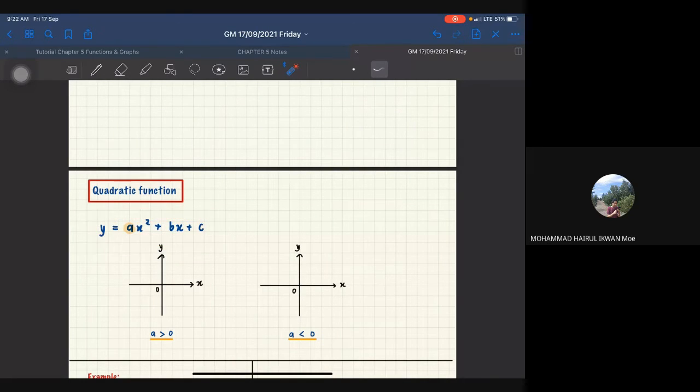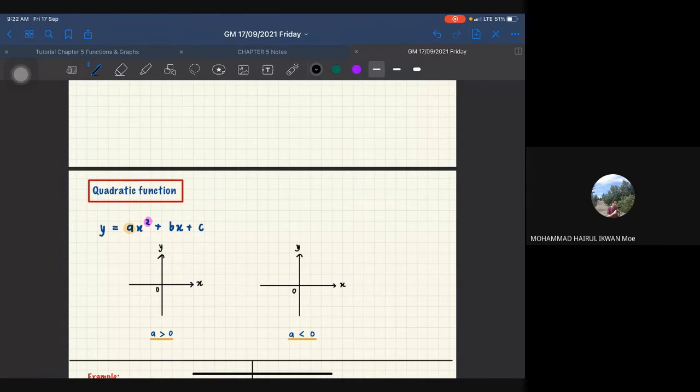Okay, so the highest power that we have over here is kuasa 2. This one, the highest power. Okay, so untuk quadratic function, kita akan fokus pada dia punya nilai a. Okay, so nilai a ni akan menentukan bentuk kita punya graph. So dia ada dua bentuk. Okay, so when a is greater than 0, bila a ni lagi besar daripada kosong, maksudnya positif.